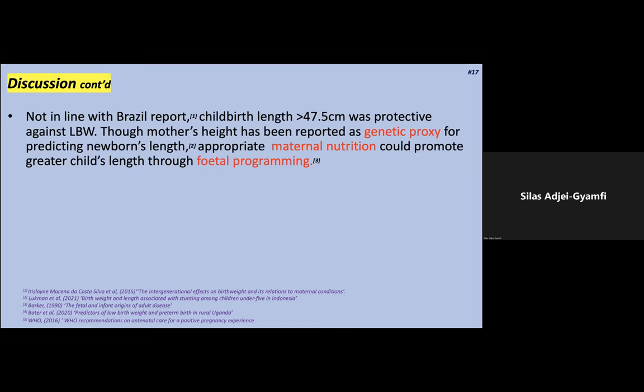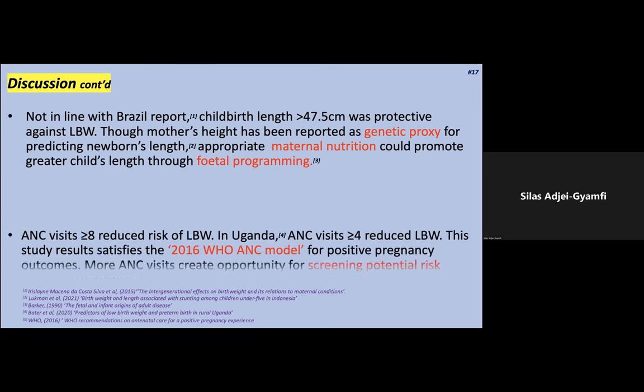Moreover, mothers who had children with length greater than 47.5 centimeters was protective against low birth weight. This was not in line with a study in Brazil. It is known that though mother's height has been reported as a genetic proxy for predicting newborn's length, however, appropriate maternal nutrition could promote greater child length due to fetal programming and epigenetics.